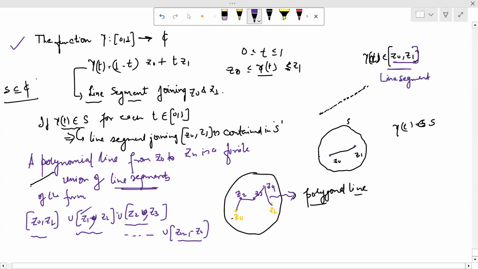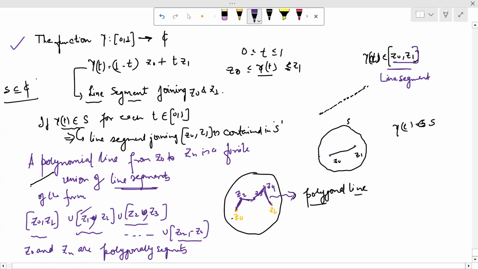Similarly here, this is the union of all these line segments. This union of line segments is called a polygonal line. And we say that Z0 and Zn are polygonally connected if we can visualize Z0 and Z1 being connected as a polygonal segment, when we can take certain line segments and ultimately reach this point.